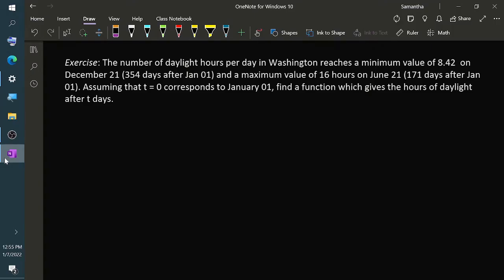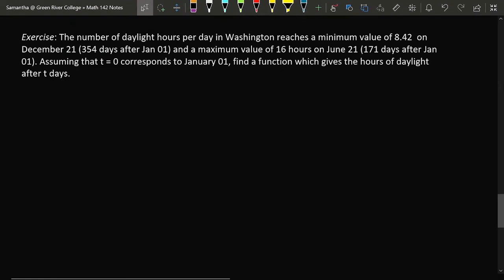So let's do one more exercise as a demonstration of the general technique. In this exercise, we're having a look at the cyclical behavior, which involves number of daylight hours per day as it varies over the course of a year. Now in Washington State, it looks like we reach a minimum of 8.42 hours on December 21st, which occurs 354 days after the first day of the year, and a maximum value of 16 hours per day of daylight, which occurs on June 21st, which is 171 days after the first.